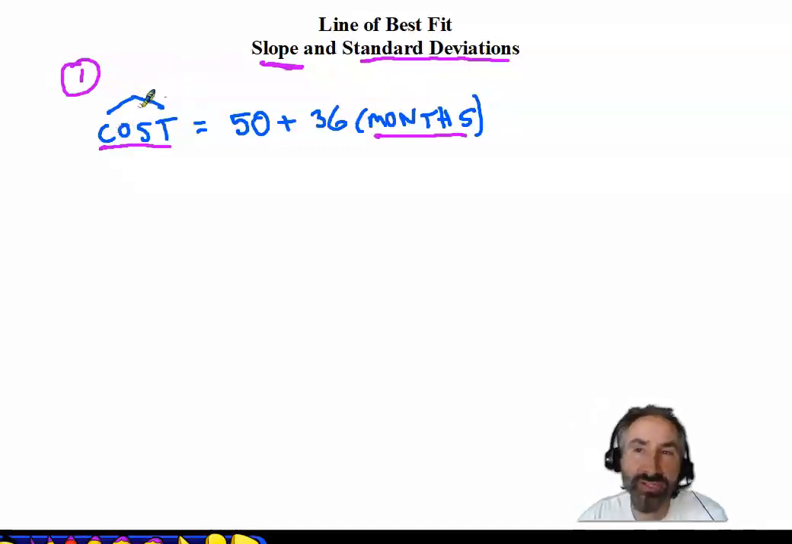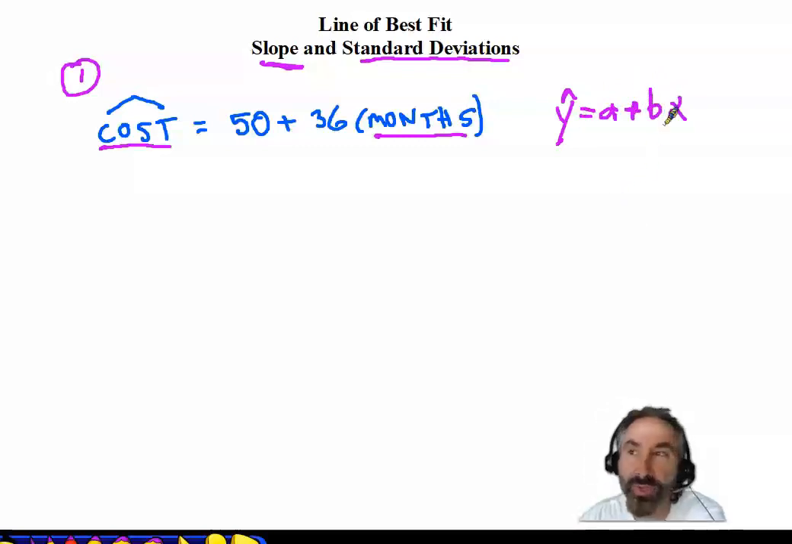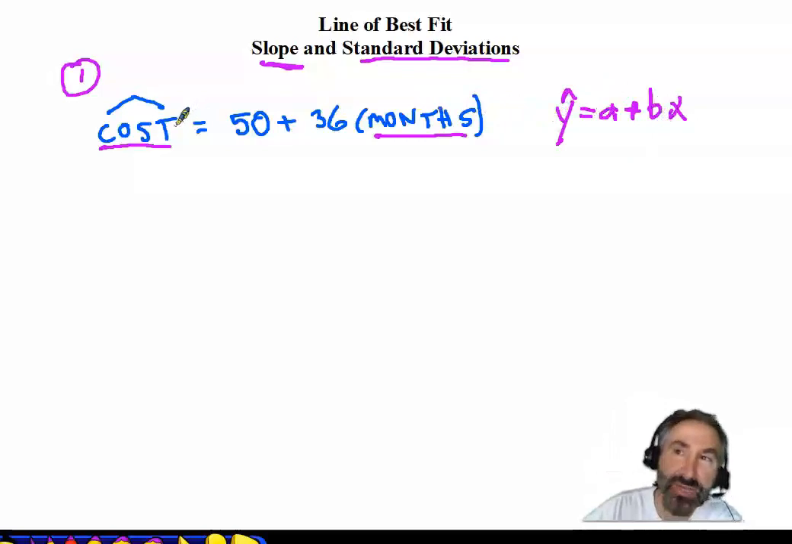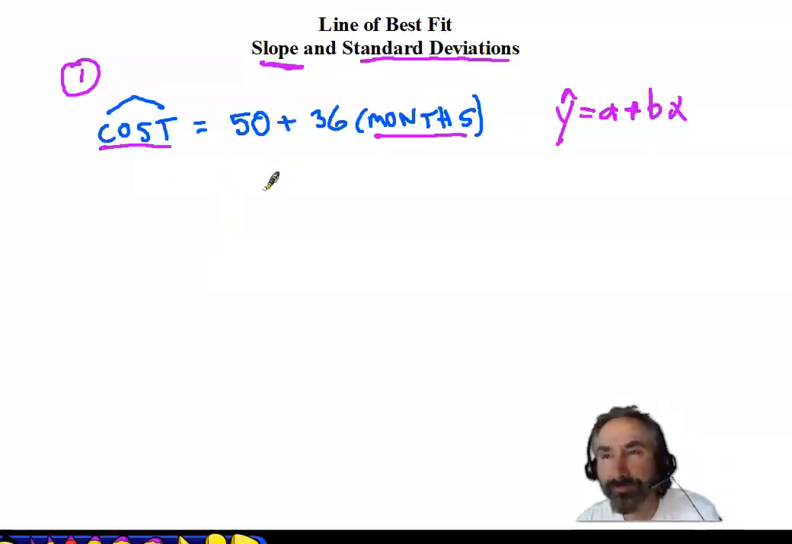Now, by the way, you'll notice that I have a funky little thing over cost. That's my hat. You might recall that the equation for line of best fit is y hat equals something like a plus bx in this case. And in this case, b is the slope and a is the y-intercept, and the y hat is the predicted value of y based on the line of best fit or the regression equation that we calculate. So anyways, that's the overview of this situation.